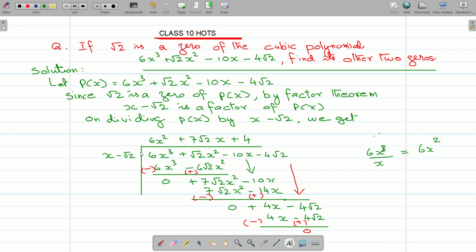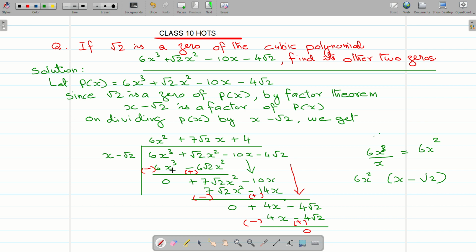Now multiplying each term of the divisor by 6x squared. 6x squared multiplied by x minus root 2. 6x squared into x, that will be 6x cube. 6x squared into minus root 2, minus 6 root 2 x squared. Then we will subtract, or adding the opposite sign.